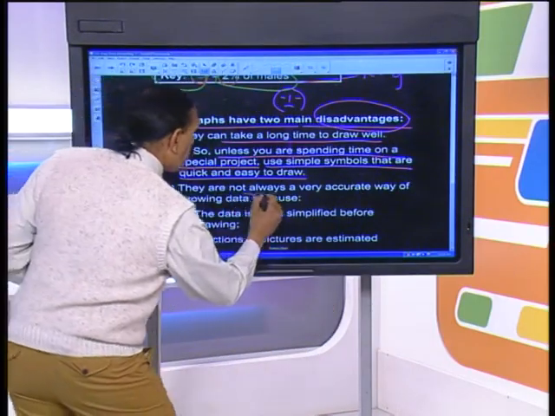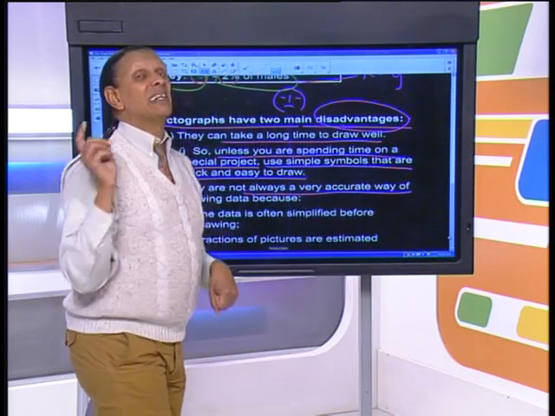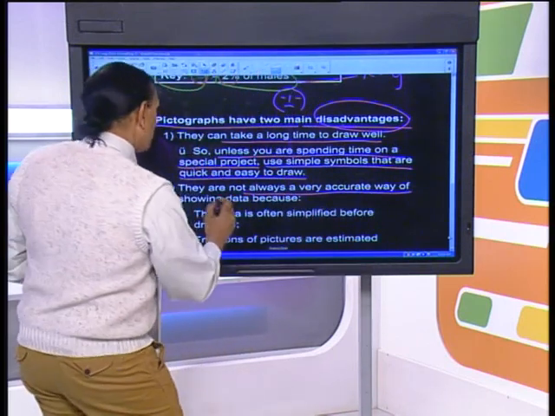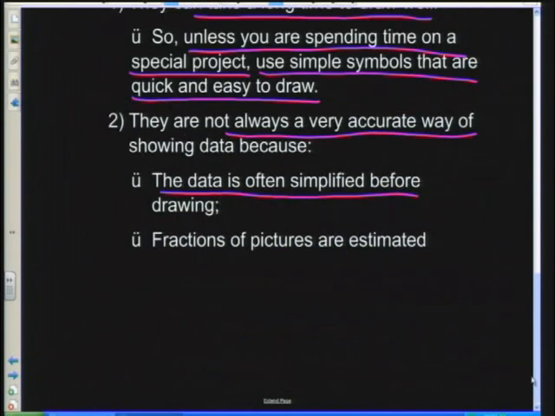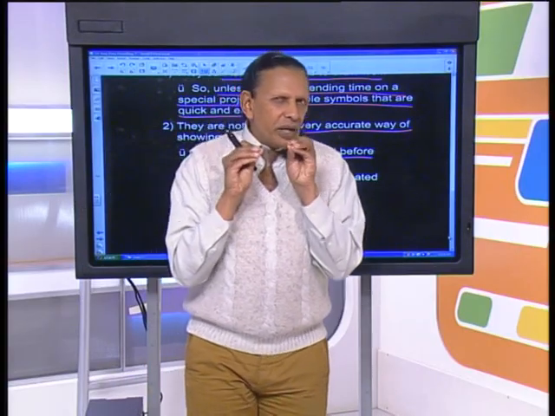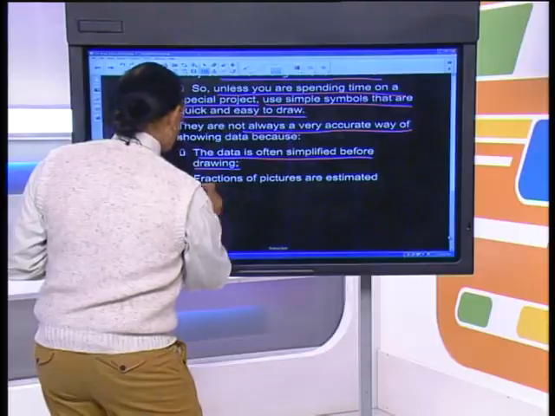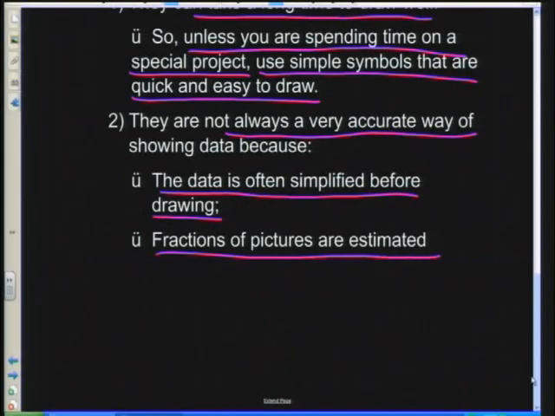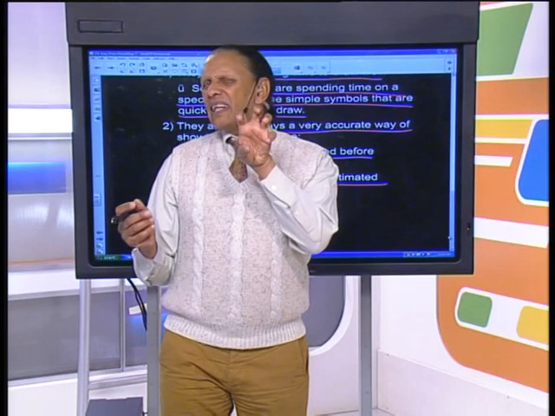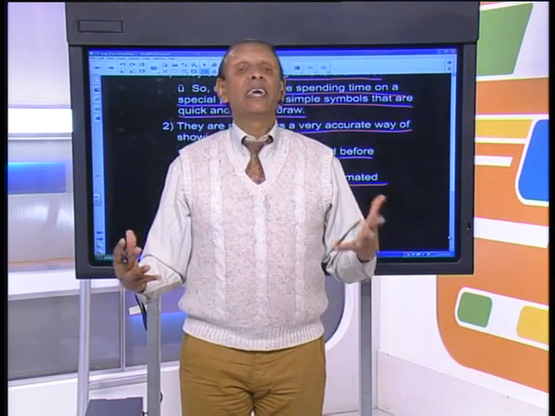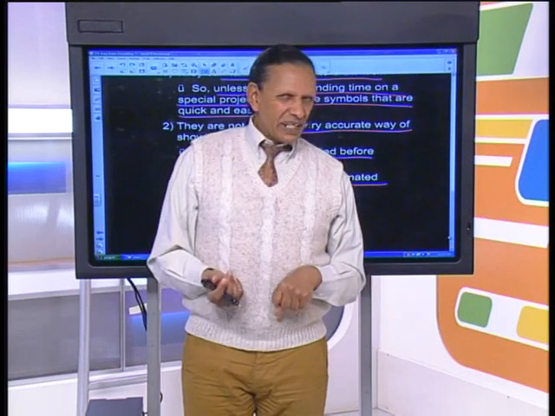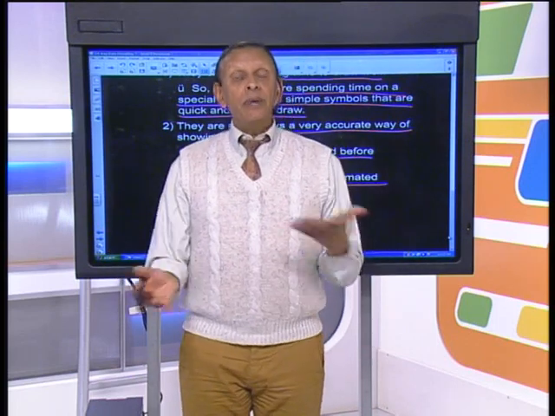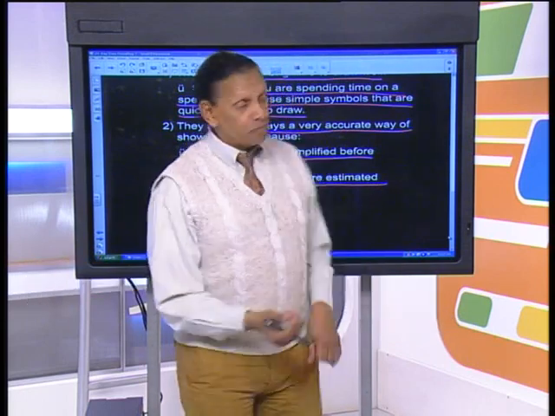They are not always very accurate. That is the other problem. Because the data is often simplified before you draw, a lot of the information goes missing. Fractions of pictures, like the half face, are an estimate. It is not exactly what you would like to show. So those are the two minor disadvantages. But otherwise, a picture graph is a good way to present data.